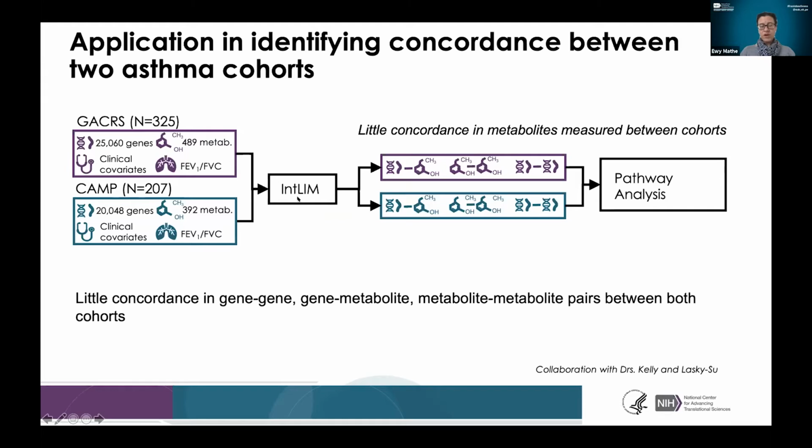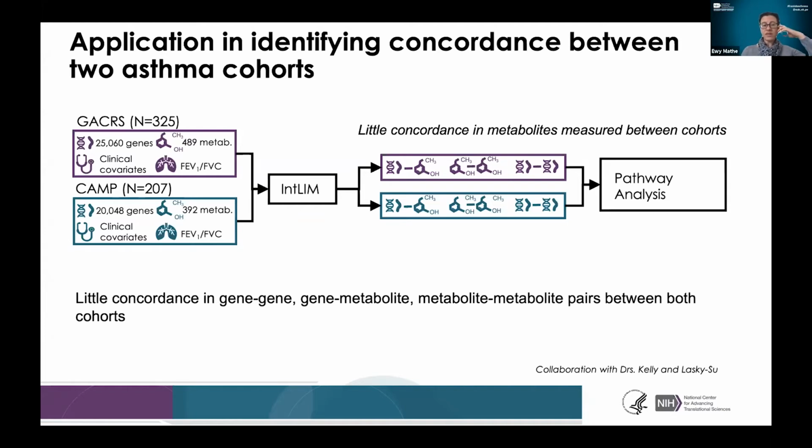And so we use INTLIM here to infer gene-gene, metabolite-gene, and metabolite-metabolite relationships, and how those may differ with this continuous outcome, FEV1/FVC. And what's important to note here is that in terms of the coverage of metabolites, it is different between both cohorts. And practically, this is often the case. So if you have measurements on one platform and you're trying to do a meta-analysis with measurements from another platform, you may or may not be getting a lot of metabolites in common.